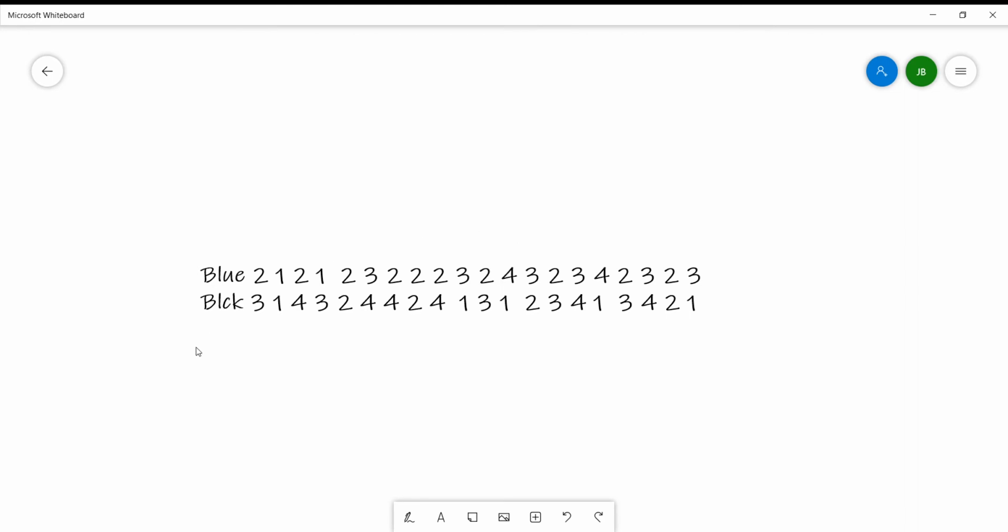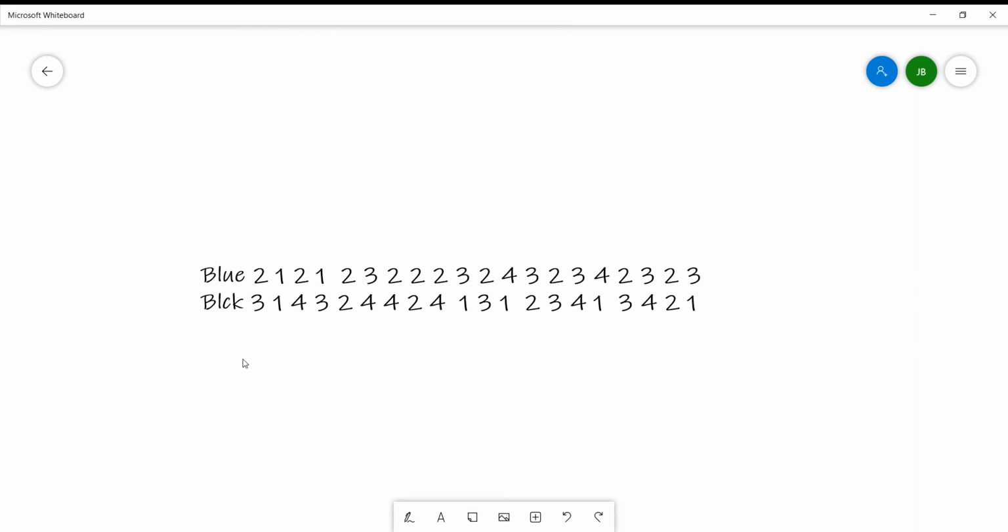So then I pulled a black one out, also a cheap one, but I got these results: 3, 1, 4, 3, 2, 4, 4, 2, 4, 1, 3, 1, 2, 3, 4, 1, 3, 4, 2, 1. Black, at first glance, appears to be a more fair die. It appears to have results, observed outcomes, and observed frequencies that would more closely resemble what we should expect from a very fair and purely random die.